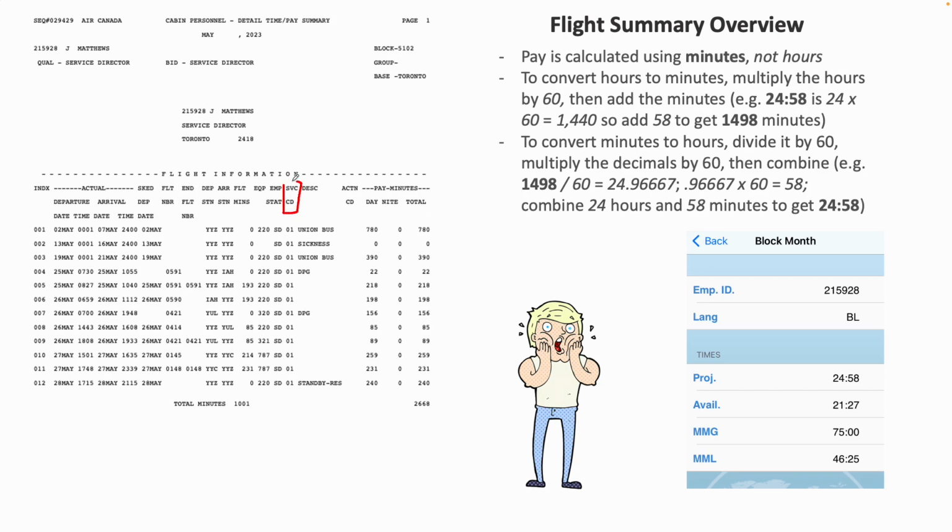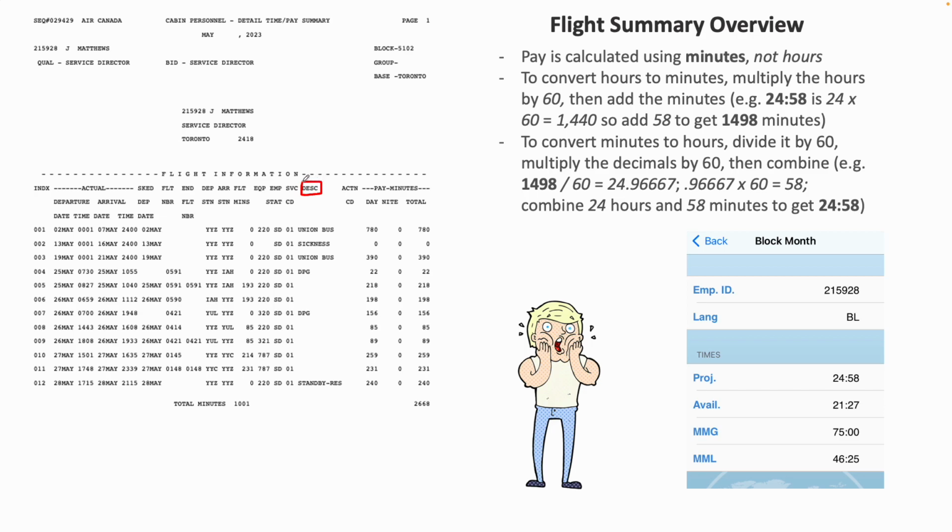SVC-CD, that is short for service code. This is a particular number that is tracked within HR Connects and is also used on our flight summaries, and that tells us what step we are at within the pay progression for service directors. It's a little bit of a smaller scale than it is for flight attendants. There are in fact only 3 steps, but we'll cover that a little later on. The important thing is you can see what step you're being paid at in this column for any of your activity.